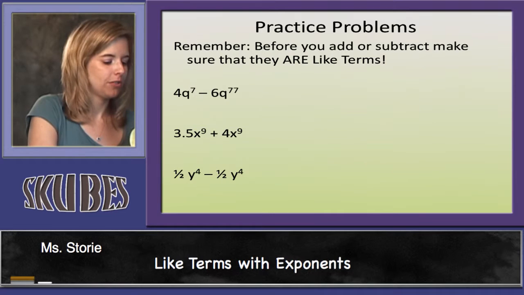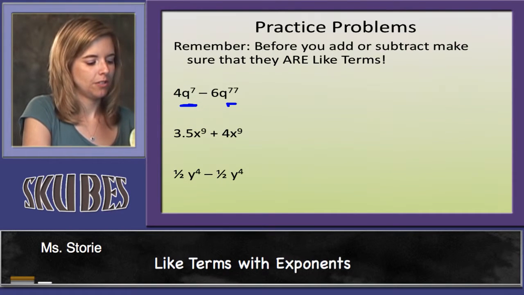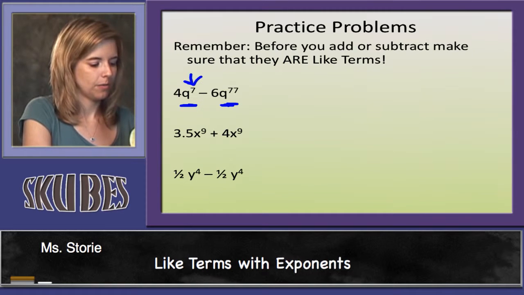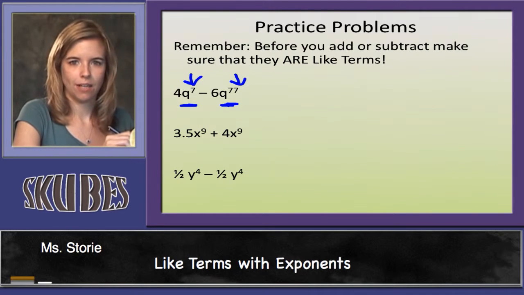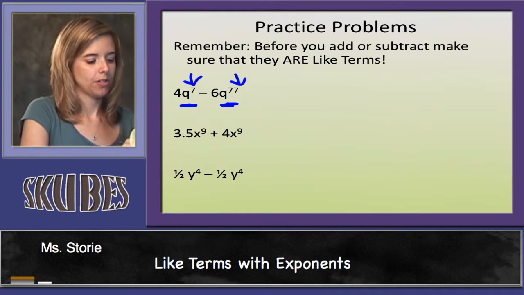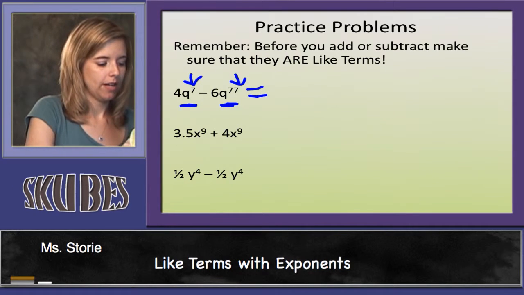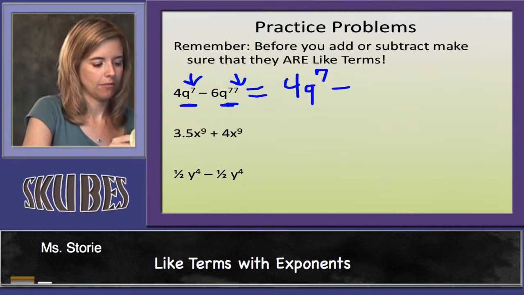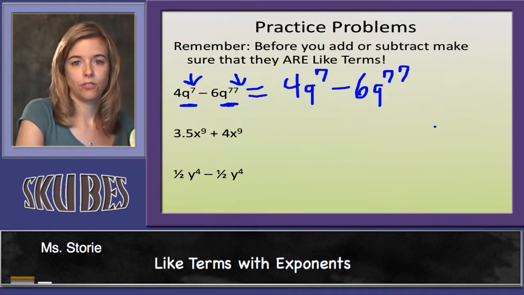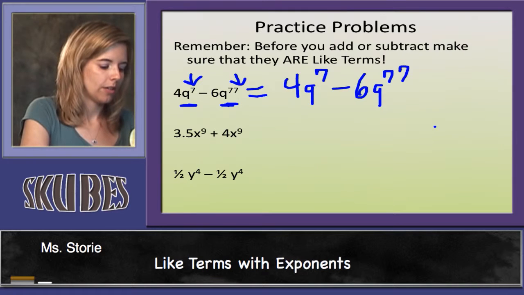Now, if you're going to do like terms, first thing you do, remember, is check your variables. They're both q's. We look good. Let's check the exponents. They are not the same. One has a 7 and one has a 77. They're not like terms, so this right here is just going to be your final answer. You can rewrite it if you want. You're still going to have 4q minus 6q to the 77th. You can't do anything with that because they're not like terms. Go to the next one.